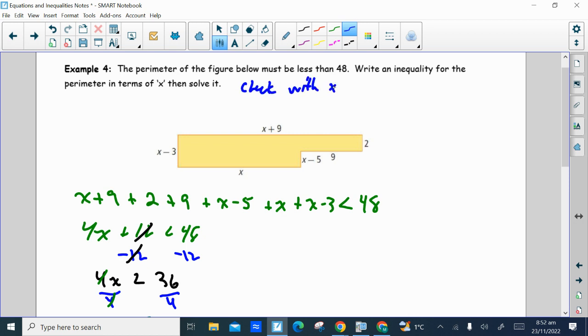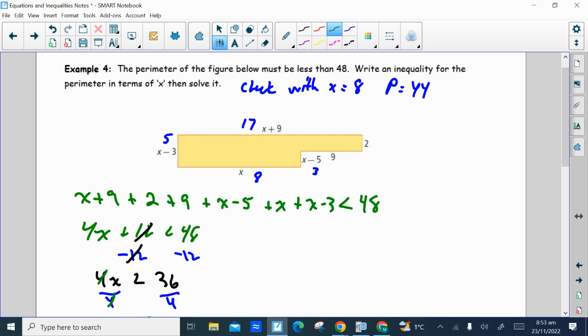with x equaling 8. So 8 plus 9 is 17. 8 take away 5 is 3. X is 8, and 8 take away 3 is 5. If we add up all these sides, 17 plus 2 is 19, plus 9 is 28, plus 3 is 31, plus 8 is 39, plus 5 is 44. So P will equal 44, which is less than 48. So it checks.